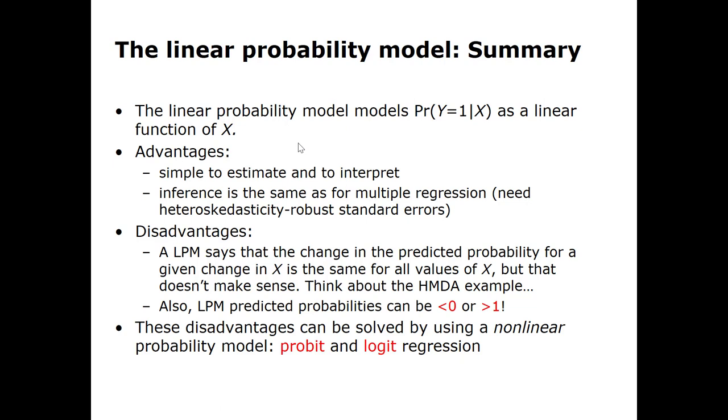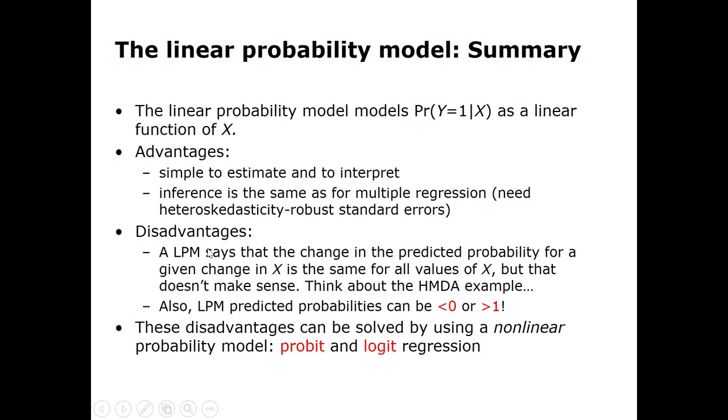have their advantages and disadvantages. Advantages are that they are simple to estimate and to interpret. It's something that you can relate to. Well, we've just seen that, in fact, it is. Inference is the same as for multiple regression. But then you have to be very, very careful with these models, because the errors will not be homoscedastic. So we have to estimate the models using heteroscedasticity-robust standard errors. And all software packages include that option in your estimation. So check for this first.